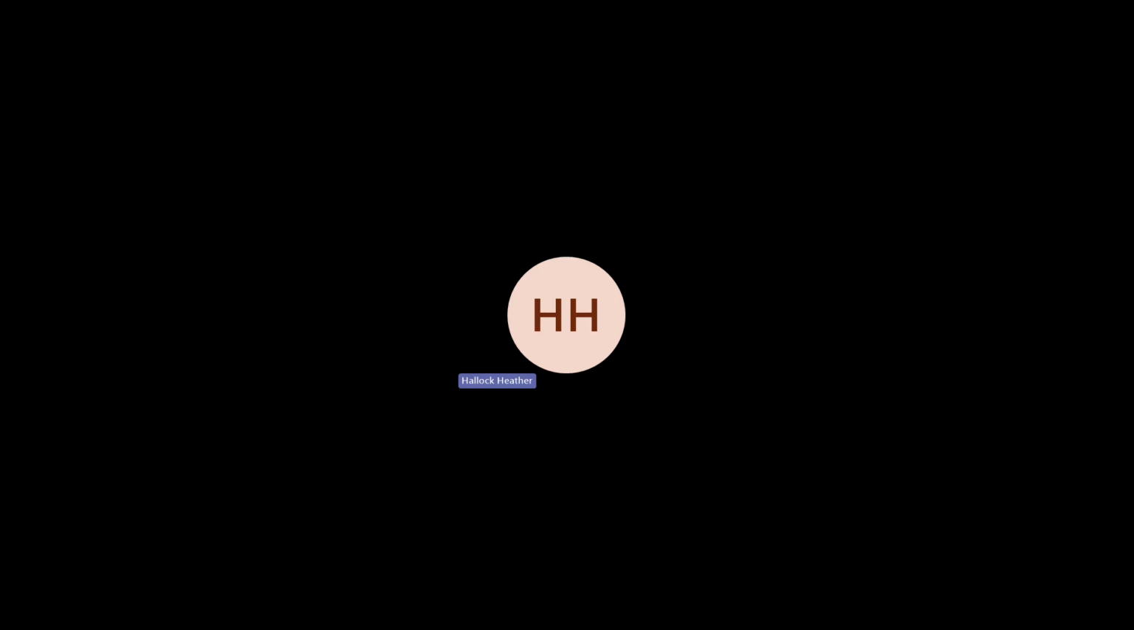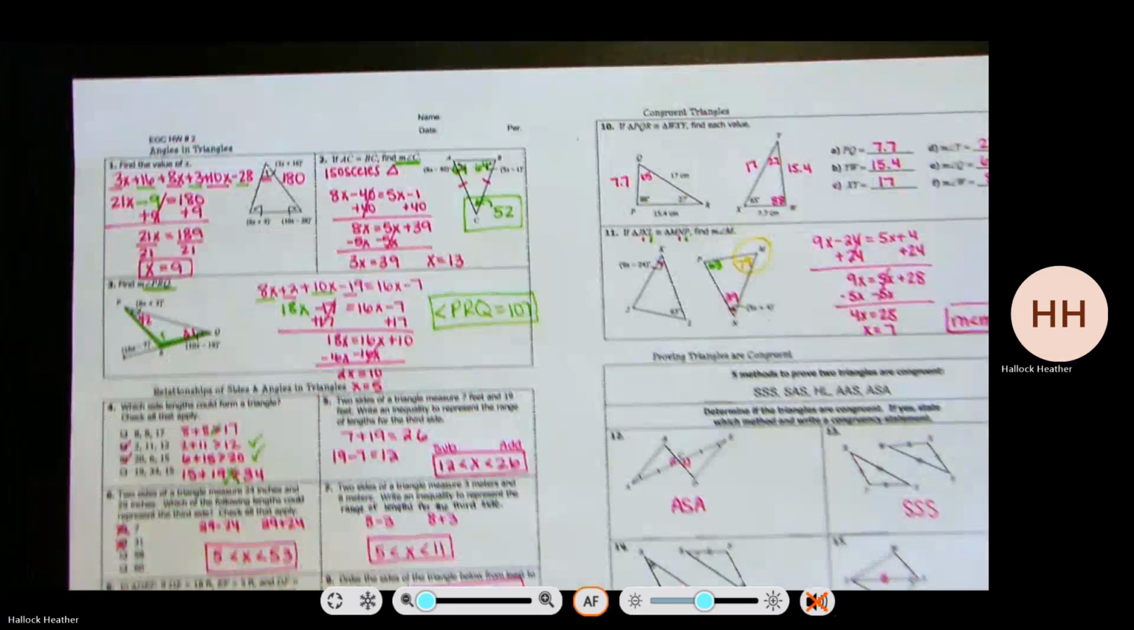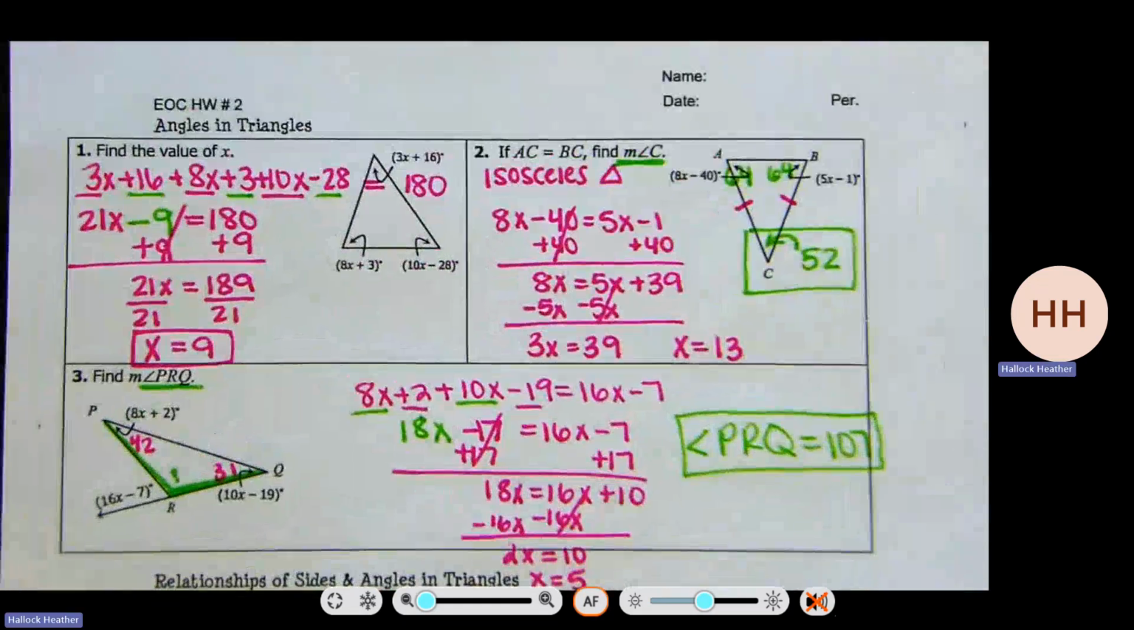For 2, you have angles in triangles that this was all about. This was all about your triangles. So we are going to start with the first section. So the first section is angles inside the triangles.